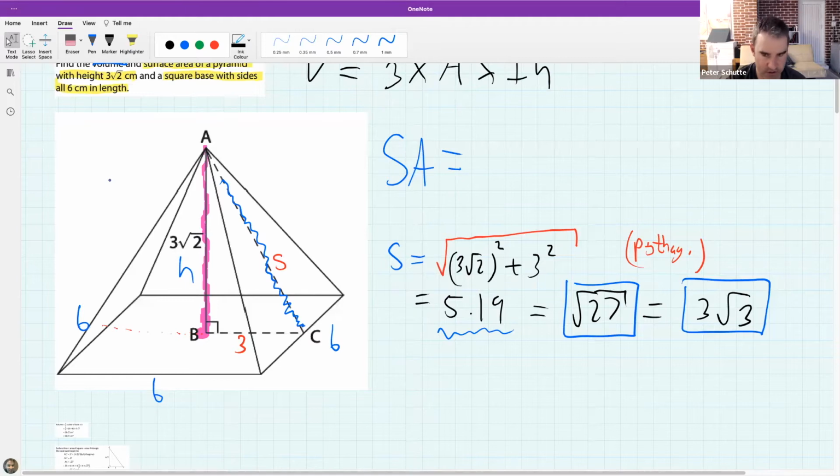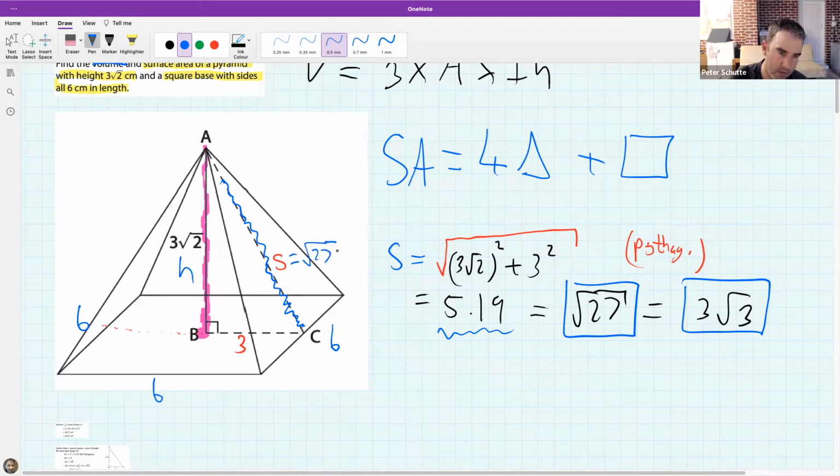Okay, so now the question is, what is the battle plan? I want to suggest that there are 4 triangles and 1 square on the outside of the shape. You know what the height of the triangle is. It's going to be, I'll just say square root 27. Please work out for me the surface area of this whole shape. I want to see, can you get that? And then I'll pop the answer up in a moment.